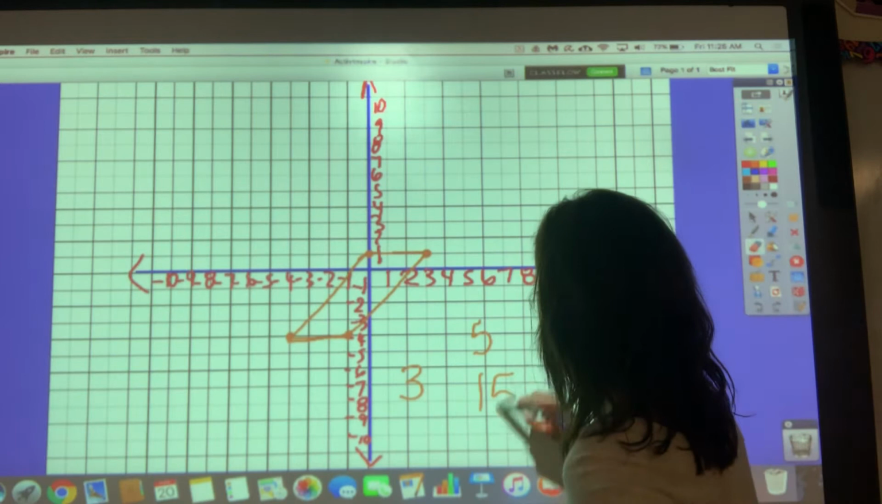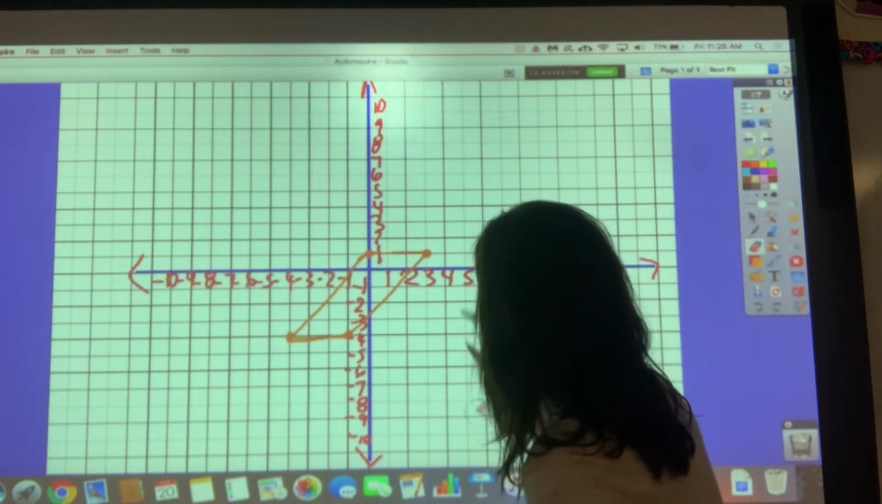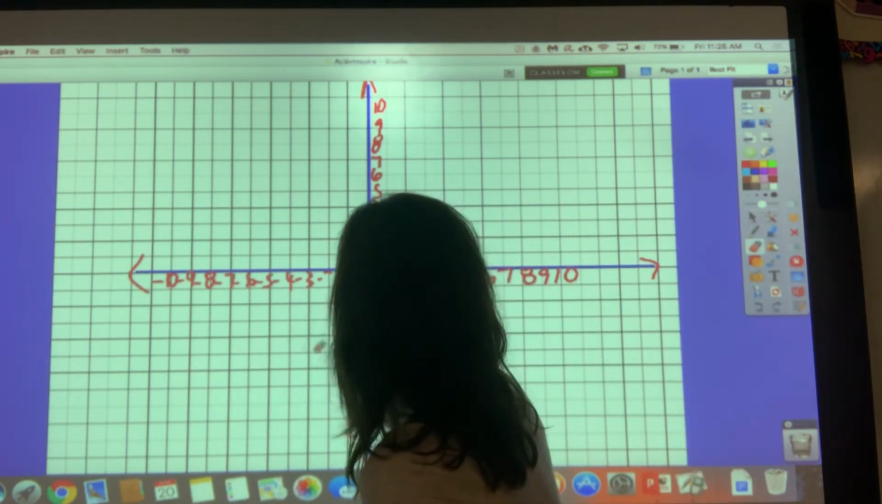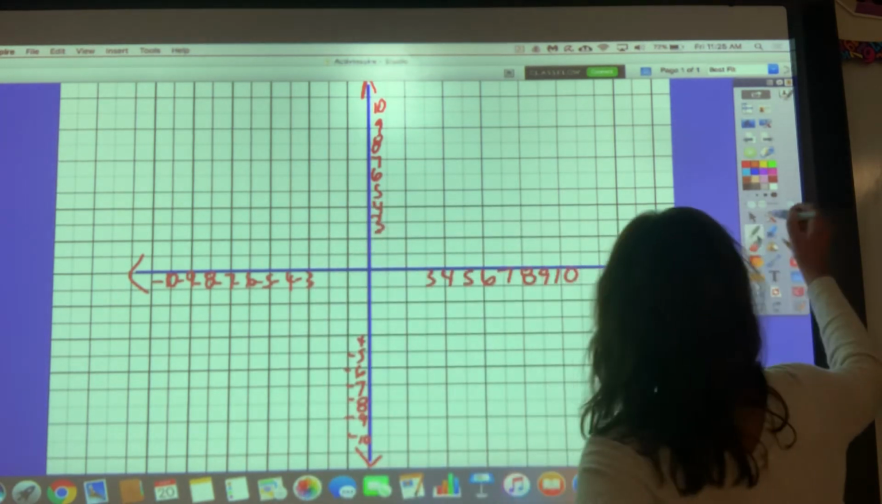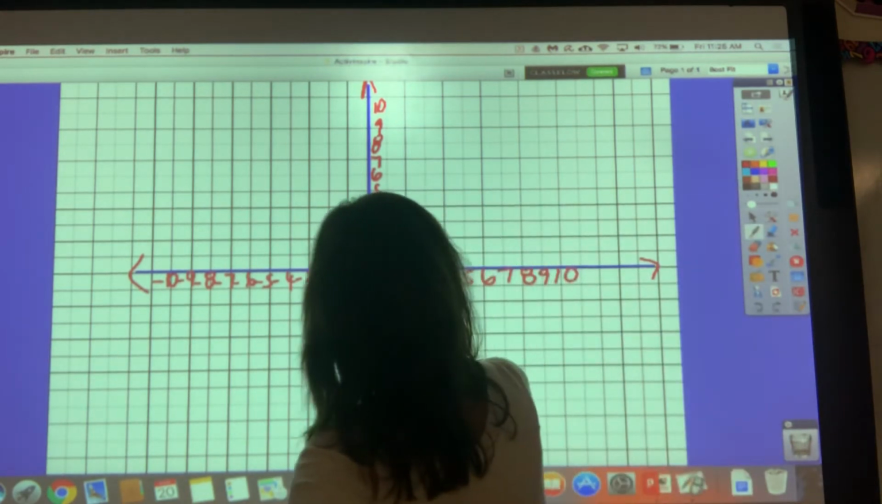All right, now let's do some trapezoids on the coordinate plane. Hopefully you already have a coordinate plane made, but let me fix mine real quickly.